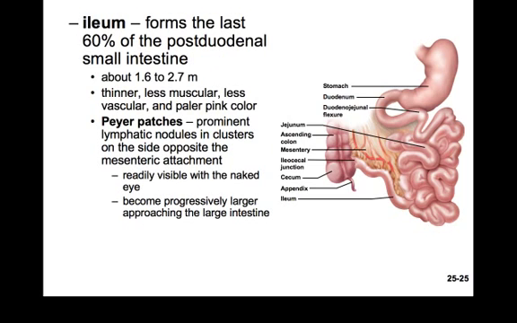The final section is the ileum. It forms the last 60% of the post-duodenal small intestine. It's about 1.5 to 2.5 meters or so. It's much thinner and much less muscular. It's less vascular for certain. And it's very twisted, hence the name ileum. The root ileos means twisted.